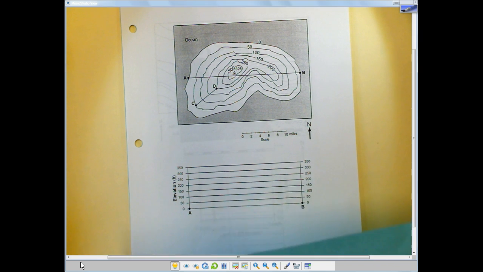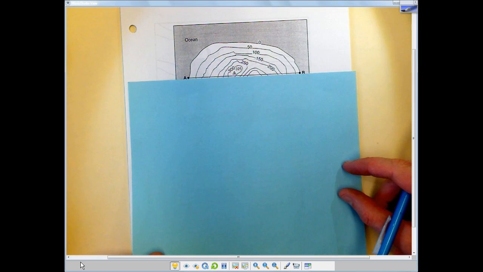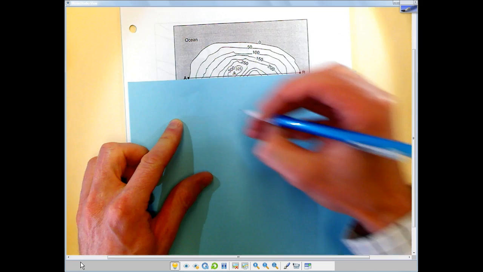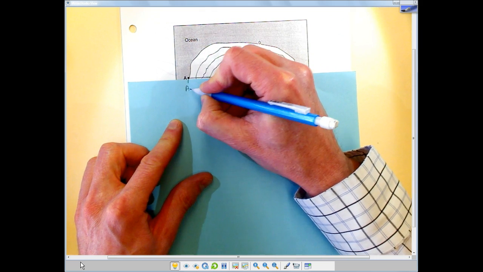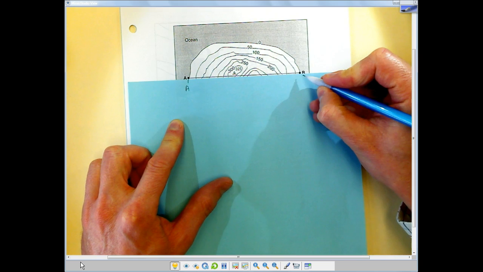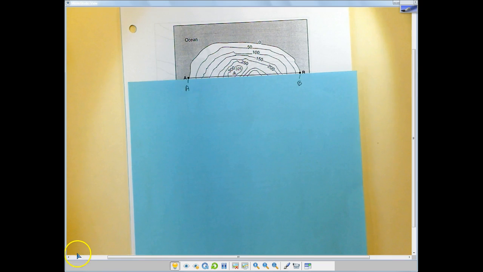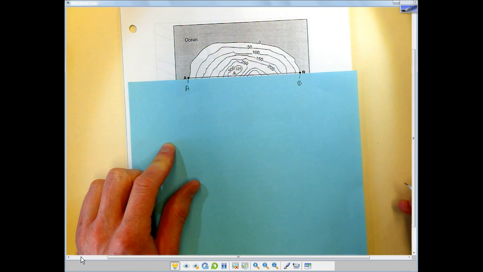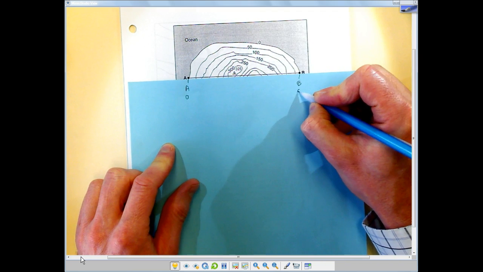So if you take a piece of scrap paper, what you can do is line it up, and you're going to make your mark at A and B first. And label it as such, just in case it comes off. So here we could see that A is at 0 and B is at 0. So I'm going to make the same marks, 0 and 0.